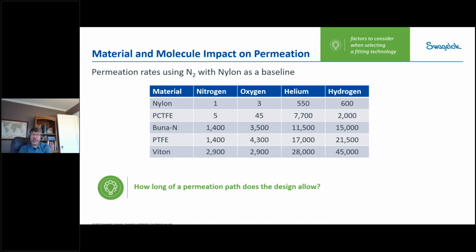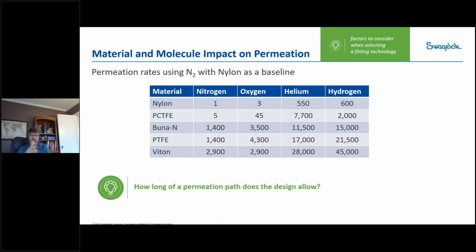You can see as we use nitrogen with different seal materials, Buna and PTFE, which is Teflon, perform the same. With oxygen, they don't perform the same. And you can see Viton is actually the worst with nitrogen, and it's not as bad with oxygen. It's still 2,900 times as much as nylon with nitrogen, but they change, and that's because of the seal material makeup, how the pore structures within the seal material are formed, and the actual gas molecule shape. They're going to flow through the different materials at different rates.